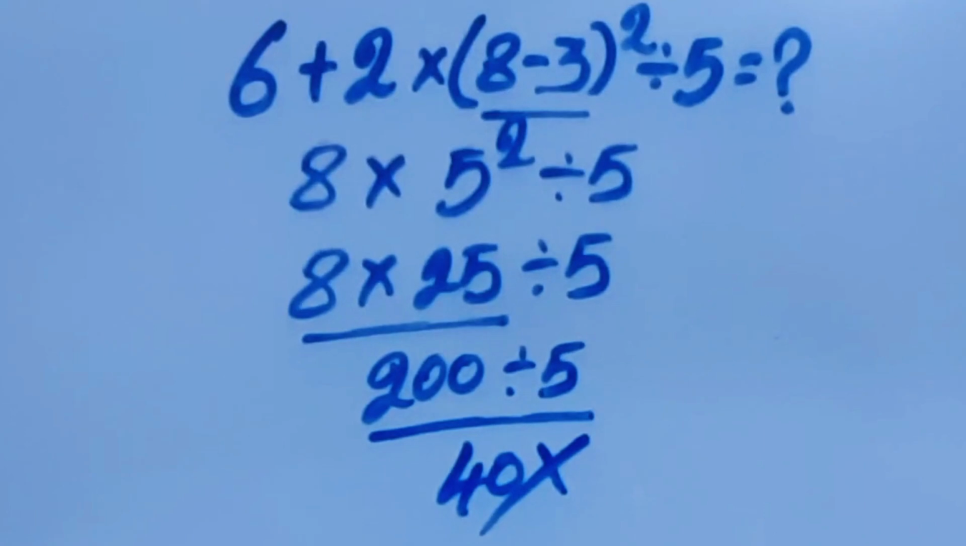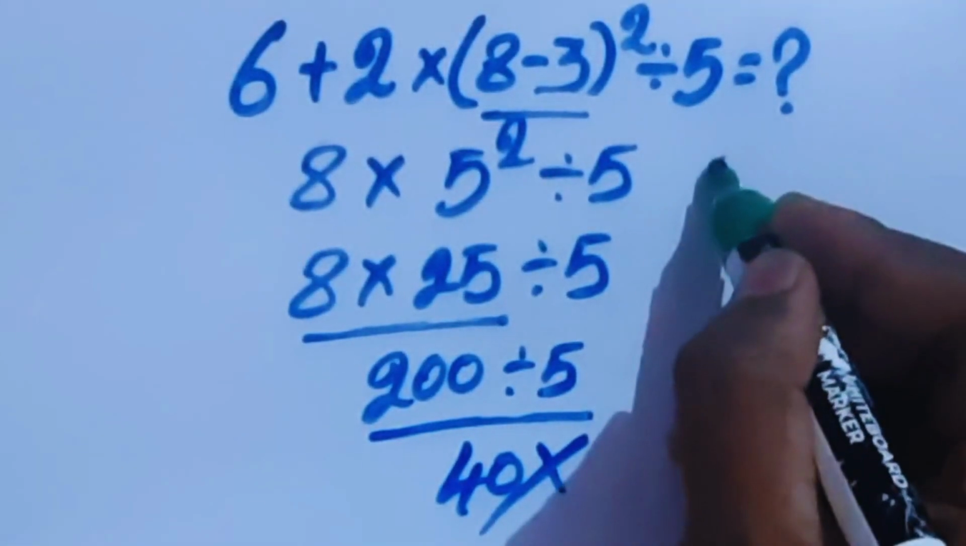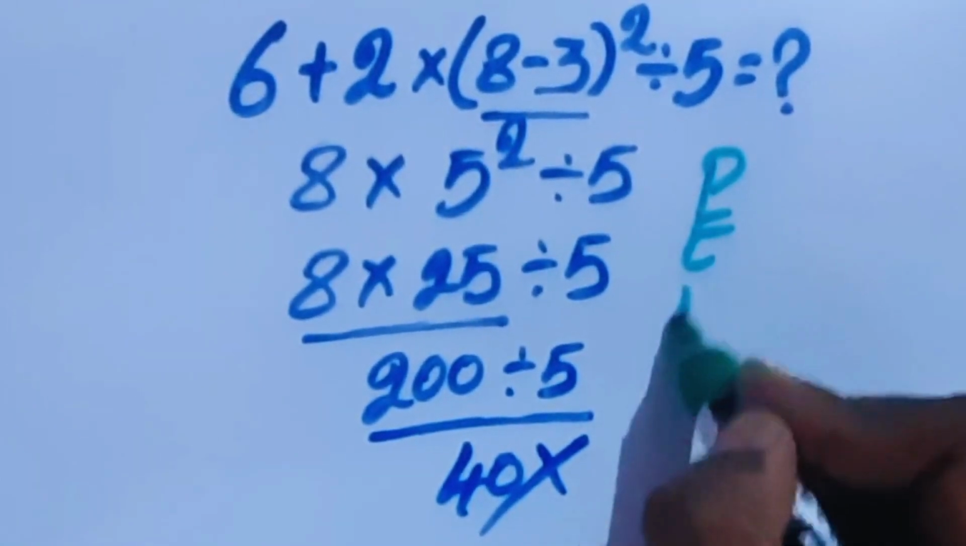As per the order of operations PEMDAS, this 40 is the wrong answer. Here we are going to introduce the PEMDAS rule from the order of operations.